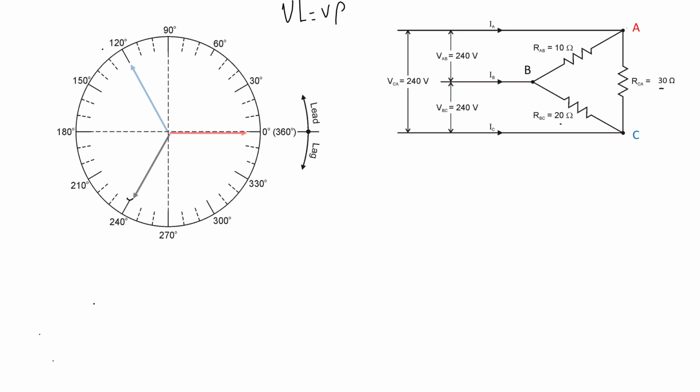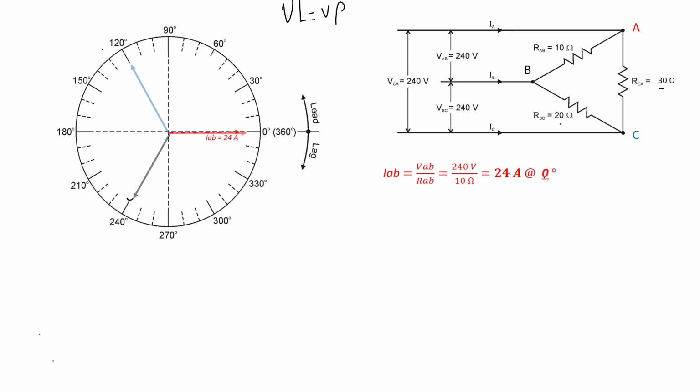I'm going to calculate phase current A to B. So IAB is equal to the voltage A to B divided by the resistance A to B. So 240 over 10 ohms is equal to 24 amps. Because it's a resistor, this phase current stays right in phase with the phase voltage A to B, so it's at 0 degrees. If I plot that on the phasor diagram, I will put IAB right at 0 degrees.